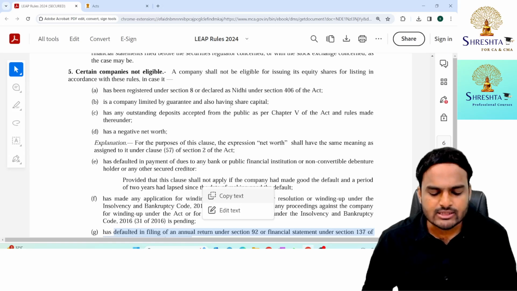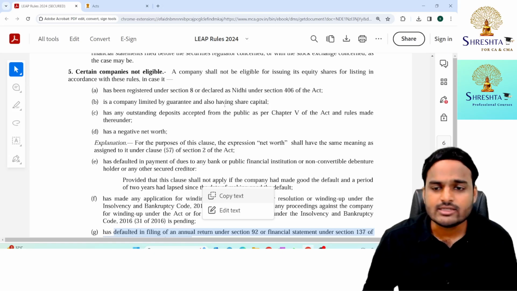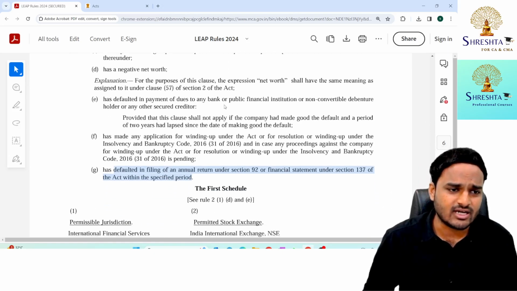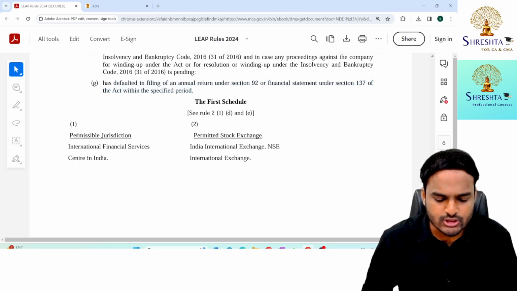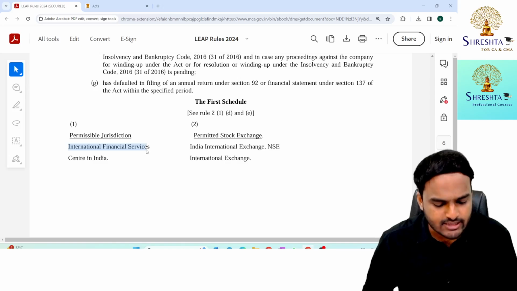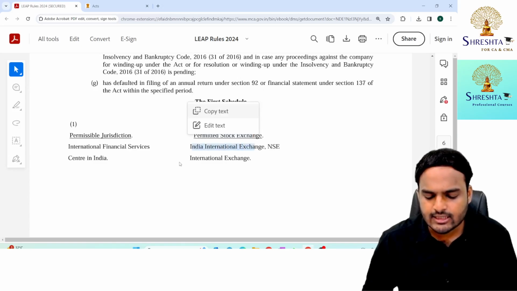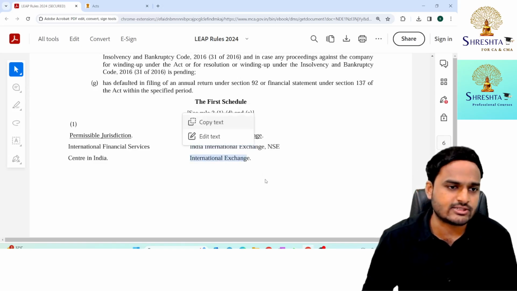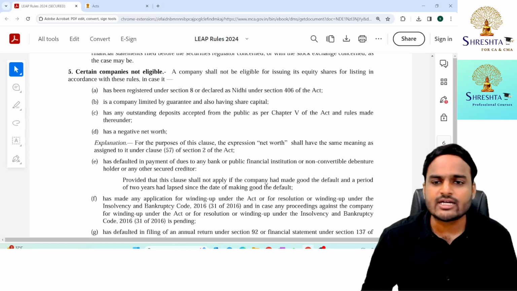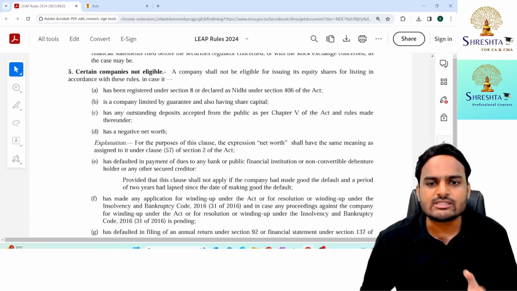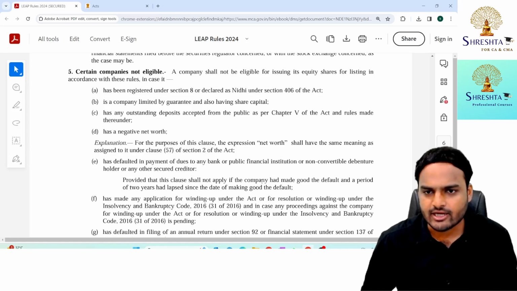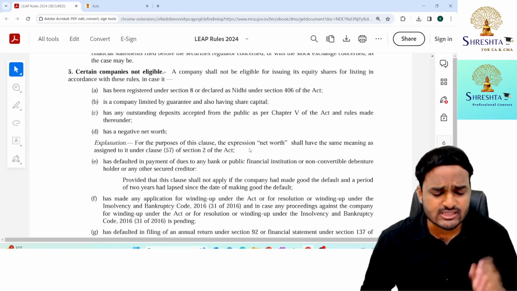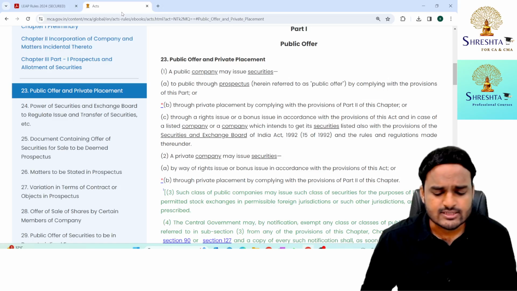So these 7 companies were prohibited from listing their securities in foreign stock exchanges or foreign countries. Understood? Next one, permissible jurisdiction: International Financial Service Center in India, and permitted stock exchanges: India International Exchange, NSE. So 7 companies were prohibited from listing their securities outside India. No need to remember these company names, I discussed them just for knowledge purposes.